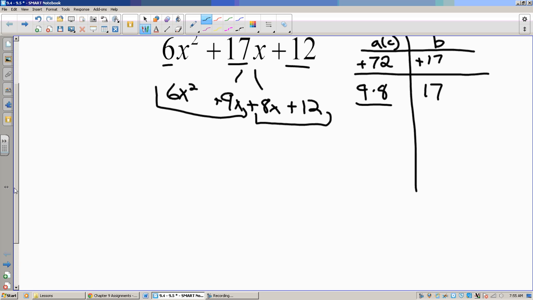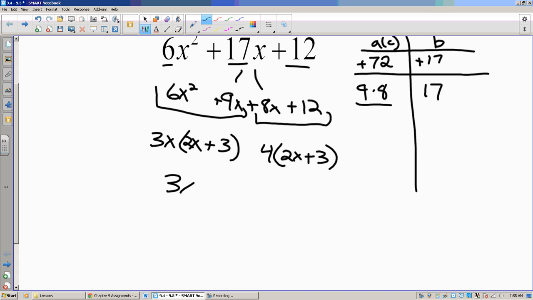In this case, I've got a 3x. I'm left with 2x plus 3. And here I've got a 4 that is in common, and I'm left with a 2x plus 3. Simply stated, it's 3x plus 4 times 2x plus 3.